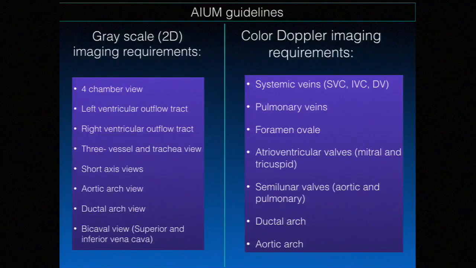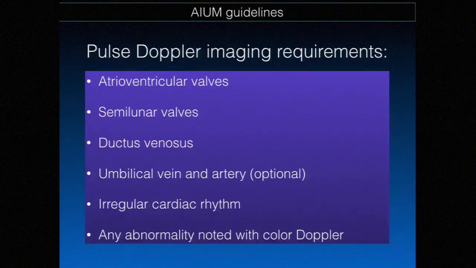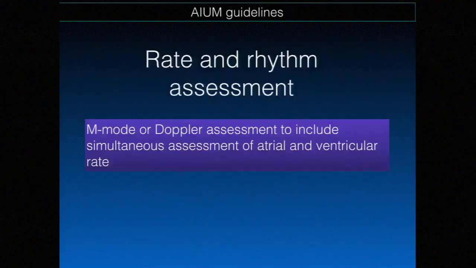And just quickly, I'm not going to go through all these, but I did list what the grayscale requirements are, as well as the color Doppler requirements of all the vessels and the valves. The pulse Doppler should be done on all the valves, as well as the ductus venosus. Of course, any irregular rhythm or any abnormalities noted with color should also be documented with Doppler. And your rate and rhythm needs to be done with M-mode or Doppler, obviously showing both the atrial and the ventricular rates.